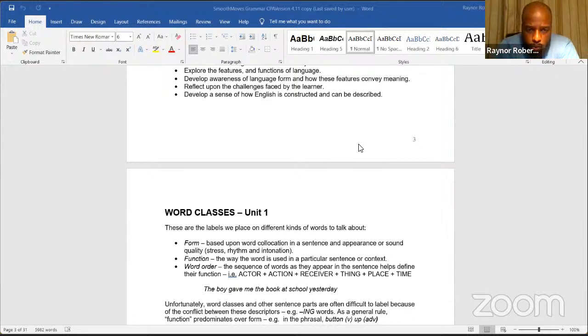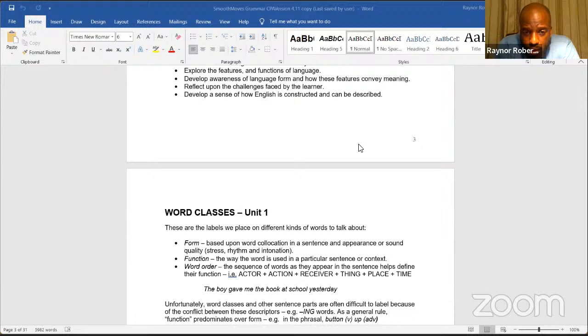Word order, the sequence of words that they appear in a sentence helps define their function. All right. So a lot of students rely on this, right? You get the actor, action, receiver. That's how we teach students. You get subject, verb, and then subject and then predicate, right? And that often indicates that the order often indicates the function of a word.